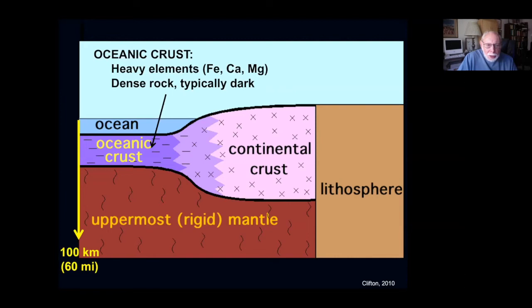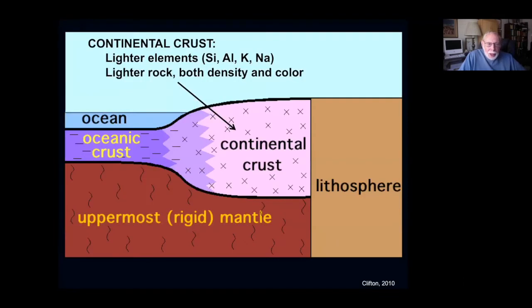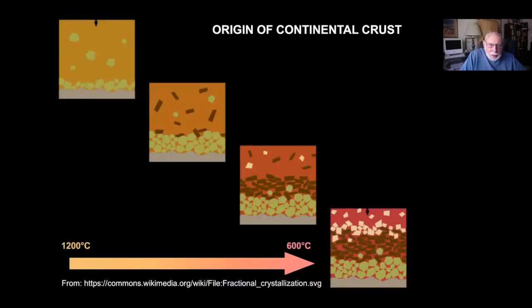So the oceanic crust has got heavy elements like iron, calcium, magnesium, and it's typically dense and dark. The crust of the Hawaiian Islands is a good example. And continental crust has got lighter elements, silicon, aluminum, potassium, sodium. And it forms things like the Sierra Nevada. So where did continental crust come from?